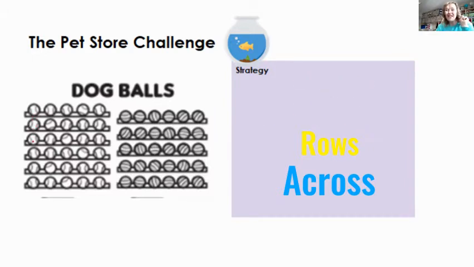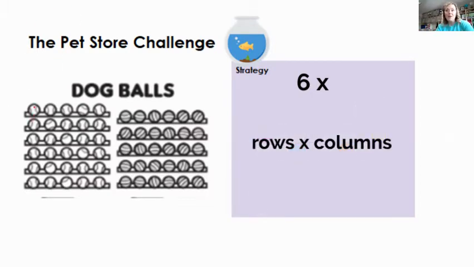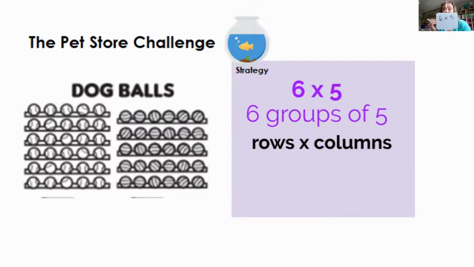1, 2, 3, 4, 5, 6. So on my paper, I'm going to write the number 6. And now I know that for an array, it's rows times column. So now I'm going to count my columns. 1, 2, 3, 4, 5. So we have 6 groups of 5 for the first one. I'm just going to put an equal sign.